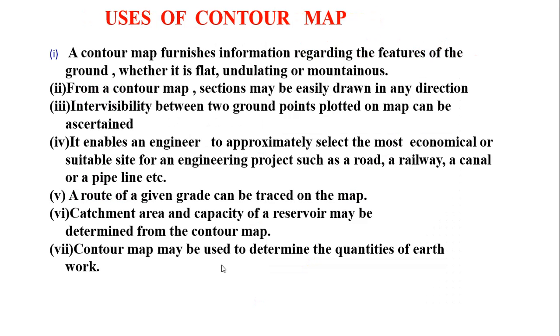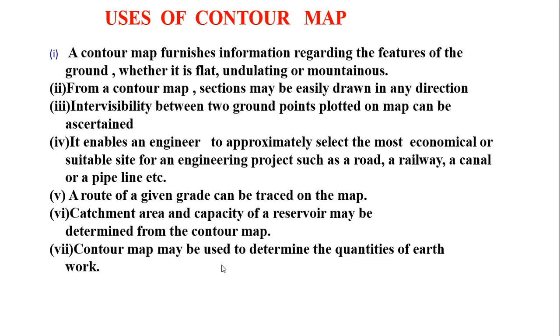Next, these are some uses of a contour map. The uses are as follows. Number one, the contour map furnishes information regarding the features of the ground, whether it is flat, undulating or a mountainous region, or whether there is a valley. From a contour map, sections may be easily drawn in any direction. Intervisibility between two ground points plotted on a map can be ascertained.